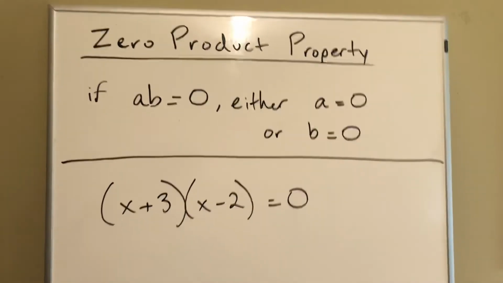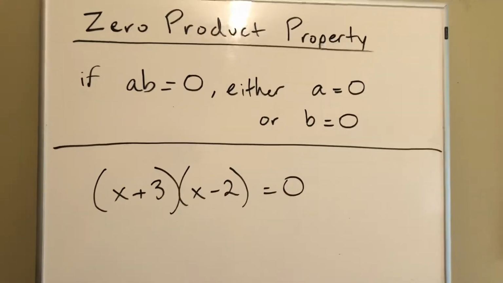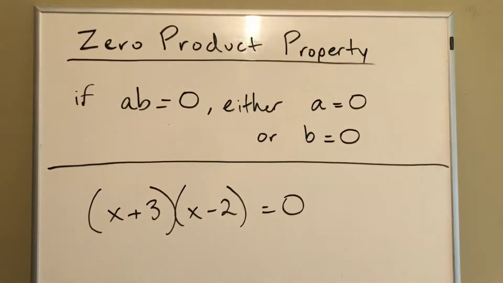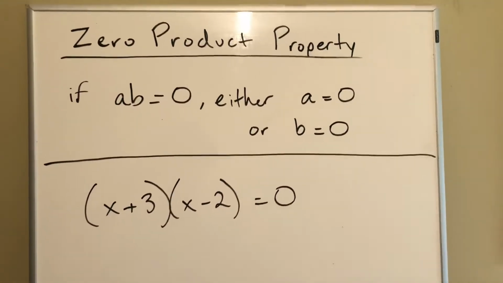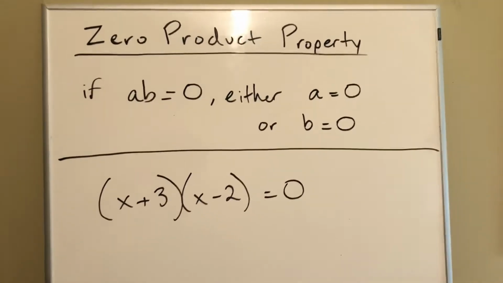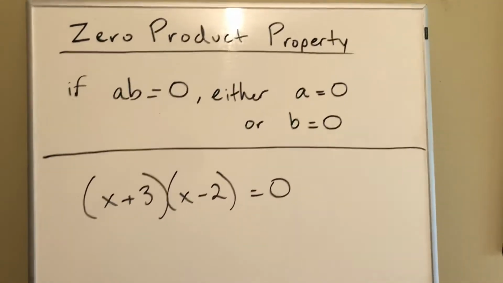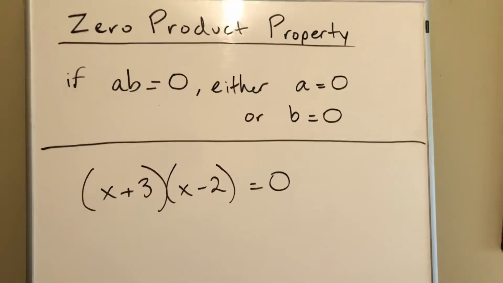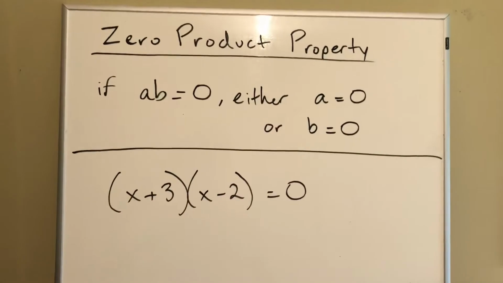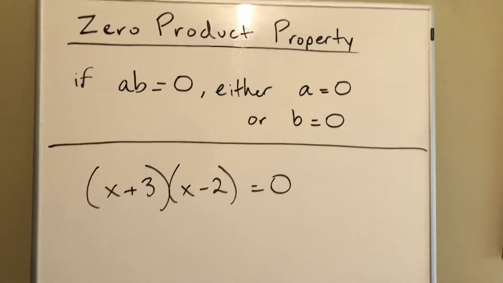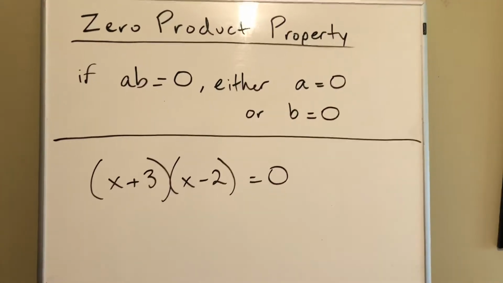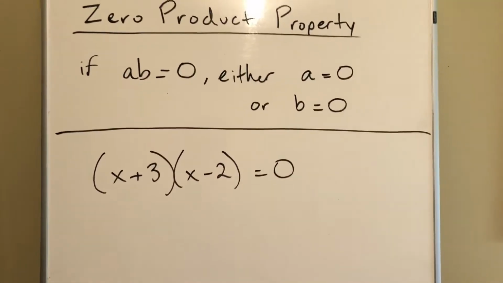If I have an equation that says AB equals 0, either A has to equal 0 or B has to equal 0. That's going to be true in all cases. So let's look at my first example here. I'm going to replace A and B with two binomials, x plus 3 and x minus 2. So in order for this equation, x plus 3 times x minus 2 equals 0, to be true, either x plus 3 has to equal 0 or x minus 2 has to equal 0.